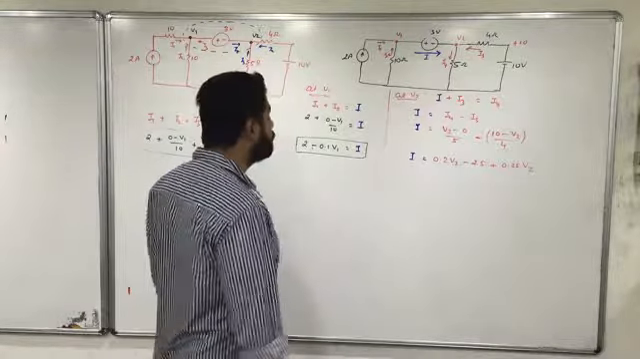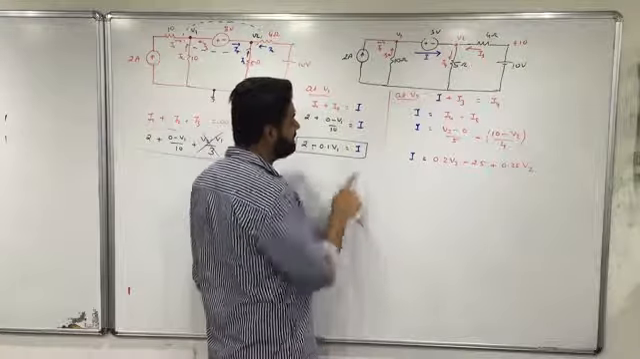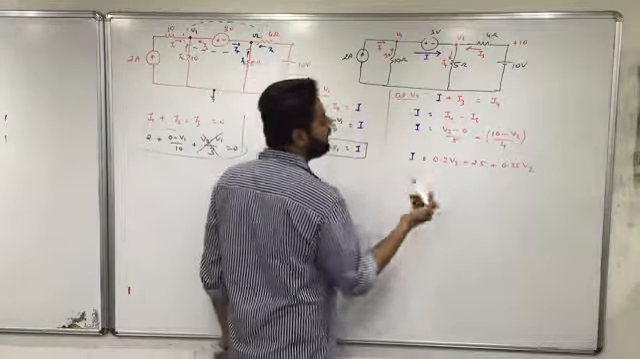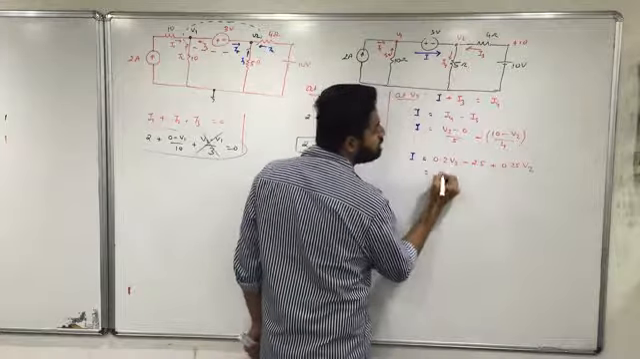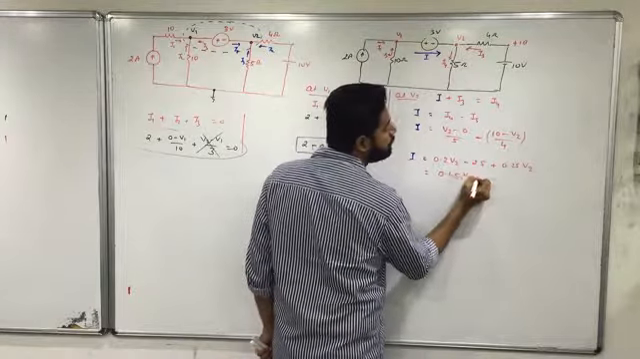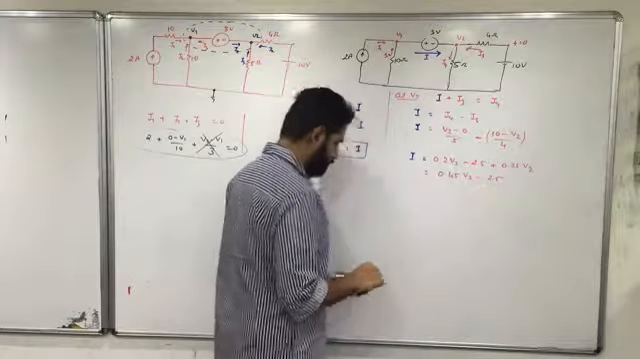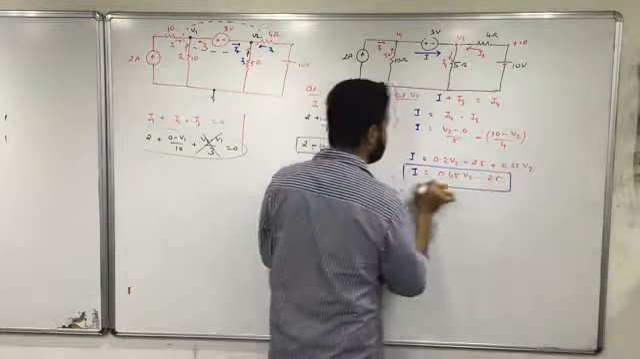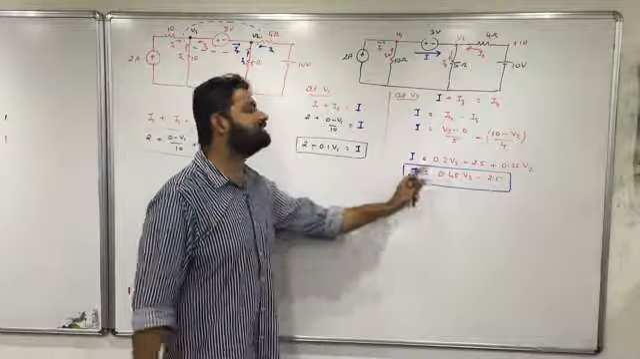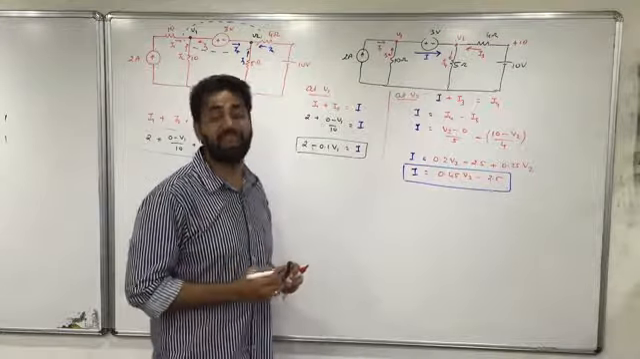Fine. What will I do? I'll compare these two equations. This is I. So I'll simplify it, 0.2 plus 0.25, so that's 0.45 V2 minus 2.5, which is nothing but my I. So I've got another equation of I. Is it clear? Fine. This is also I and this is also I. So we can compare and get one equation.